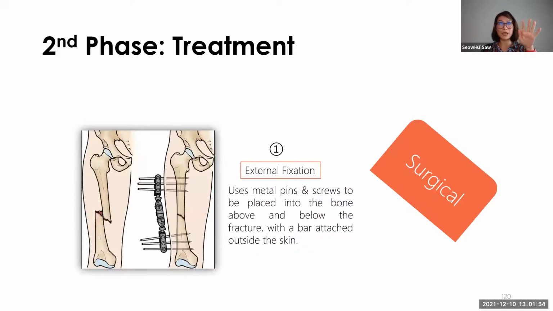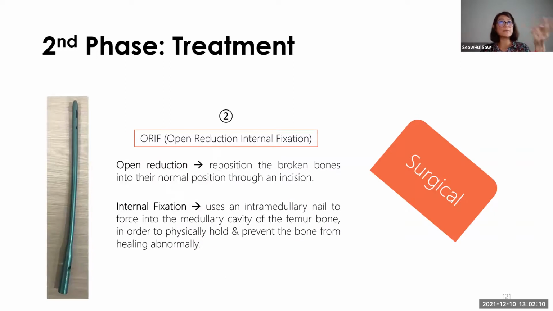who are actually treated with a cast, okay, and do not need surgery. The second treatment is called surgical, which involves external fixation, which uses metal pins and screws placed into the bone above and below the fracture with a bar attached outside the skin. All right, this is external fixation. There's another method called open reduction and internal fixation, where you are using an implant device. This is an intramedullary nail or intramedullary rod to force into the medullary cavity of the femur bone. Okay, in order to hold the bone firmly.